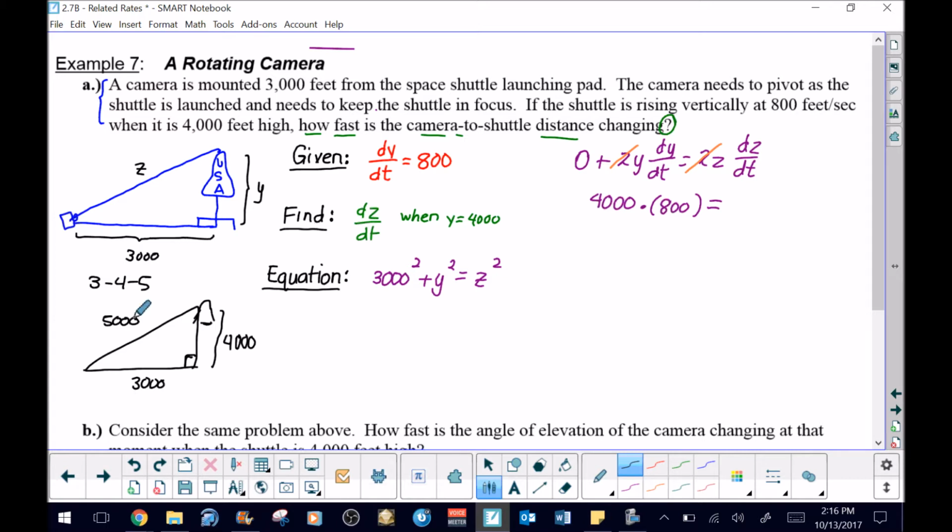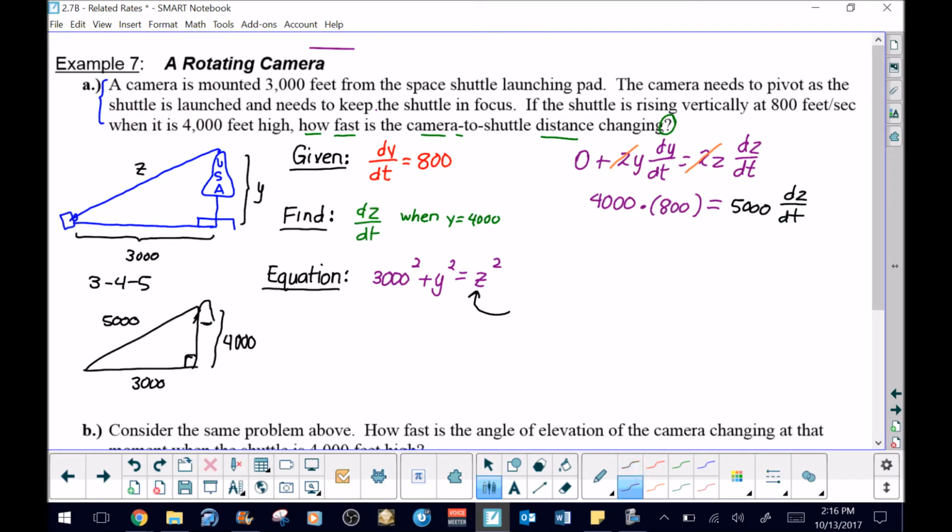It might be tempting to plug in that 5,000 for that z very early, but you're not allowed to do that because z is going to change until the derivative is taken. Remember, when the derivative is taken, I tell my class that's like the power to freeze time. Once that derivative is taken, the shuttle stops, it's 4,000 feet above the ground, and then we can start addressing what the other values are going to be at that split moment. Okay? So we're going to use 5,000 for z, and the dz/dt is going to stay just that, dz/dt. That's what we're trying to find.